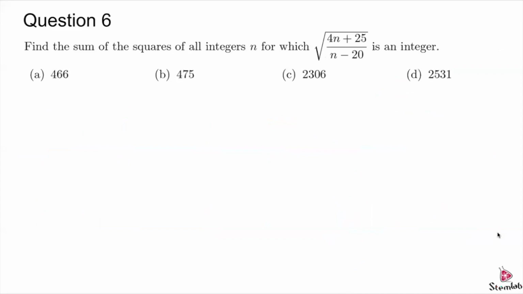Question 6 asks, find the sum of the squares of all integers n for which the square root of the quantity (4n plus 25) all over (n minus 20) is an integer. So we want this expression to result in an integer. Let's see if we can play around with that expression first. We know that the inside has to be a perfect square.